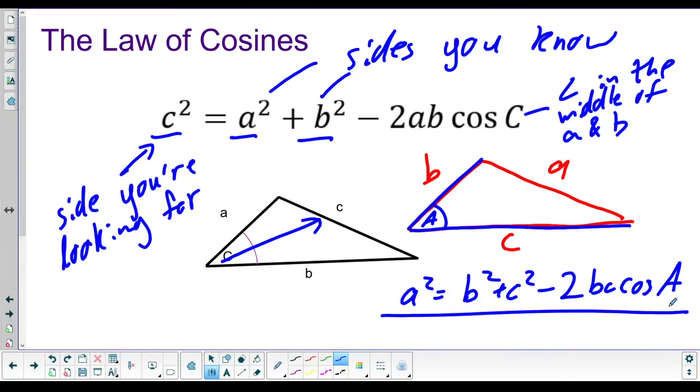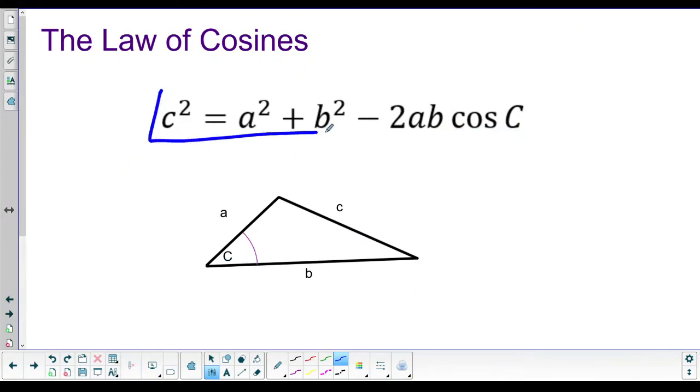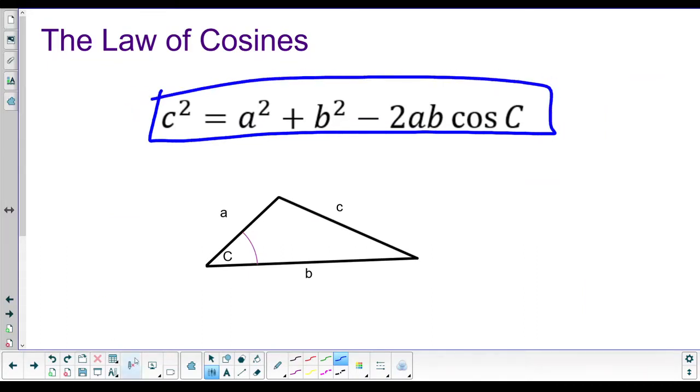Right here. There's also another version with b squared. And then on the next slide, I'm going to show you a version where we've solved for the angle, or we've gotten cosine C by itself. So there's a couple versions, but I believe this is the one you will see if you look it up on like Wikipedia or something. Okay, so there's the law of cosines.